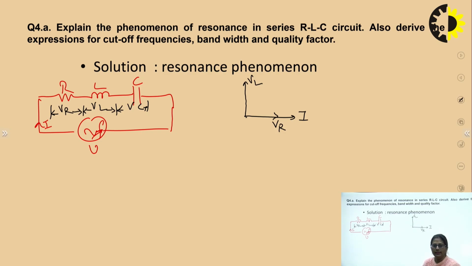Where should VC be? For a purely capacitive circuit, the current leads. That means the voltage will lag. This is the phasor diagram.